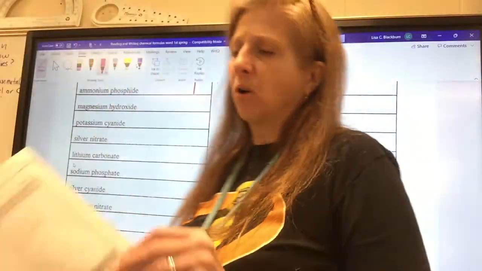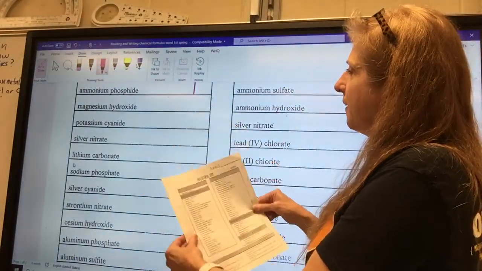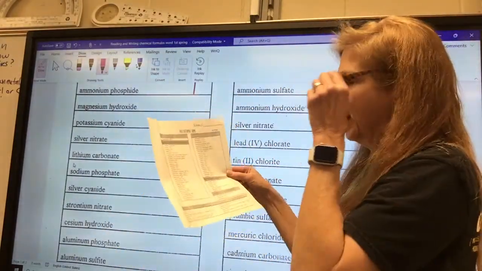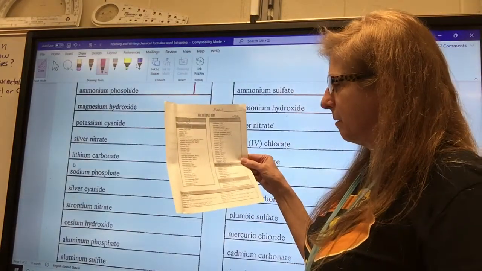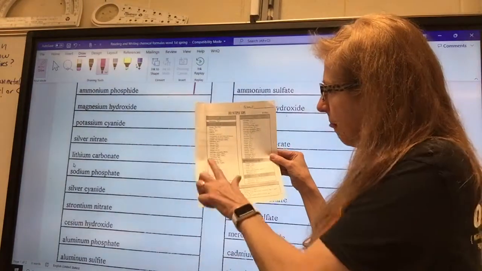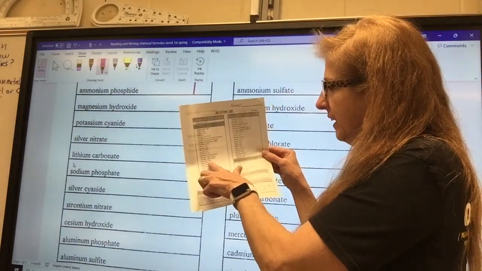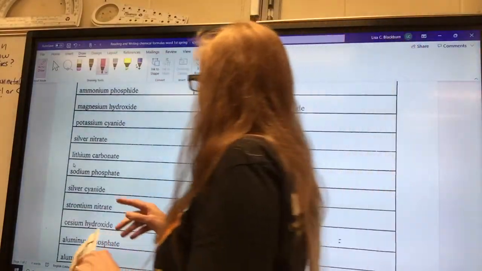Learn it a little bit more organically. Okay, so now, if it's something like that, then let's look on this sheet. Can anybody find hydroxide in the polyatomic ions? Yes, where is it? It's under the 1 minus. It's OH negative, okay? So let's write this one down.